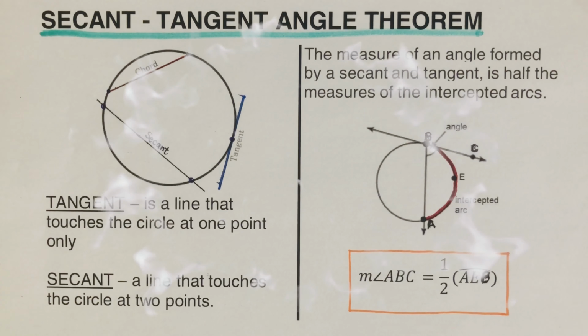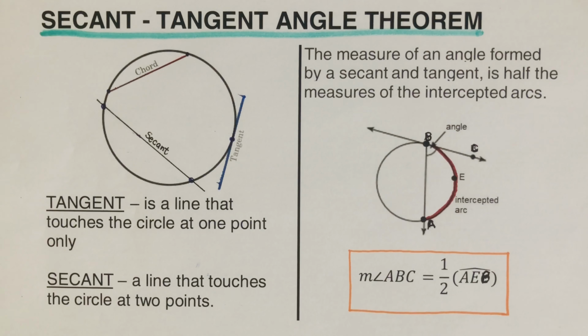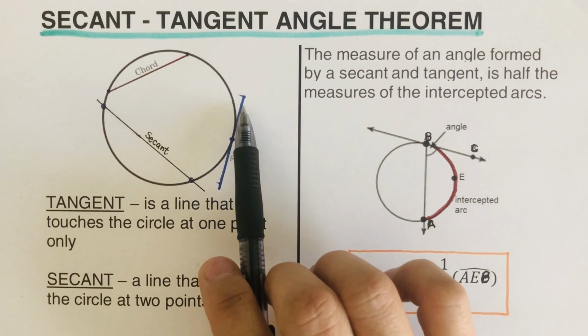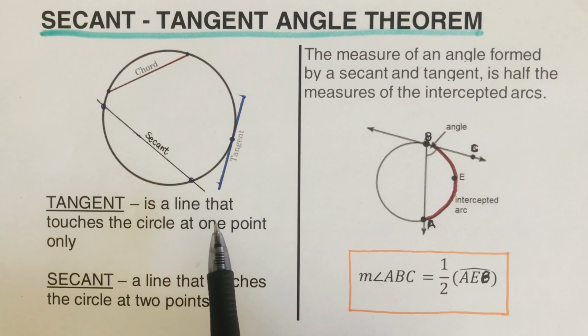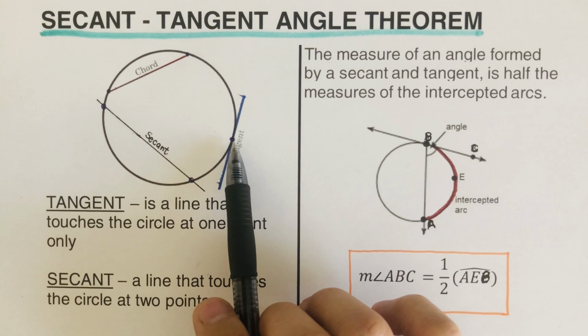Hello everyone. In this video, we are going to look into the secant-tangent angle theorem. Before we jump into this theorem, let's define these two words first. If we say tangent, this is the blue line right here. It is a line that touches the circle at one point only. We call this the point of tangency.